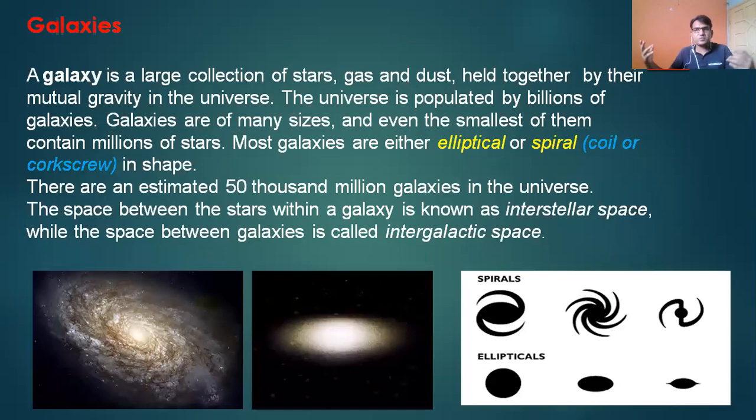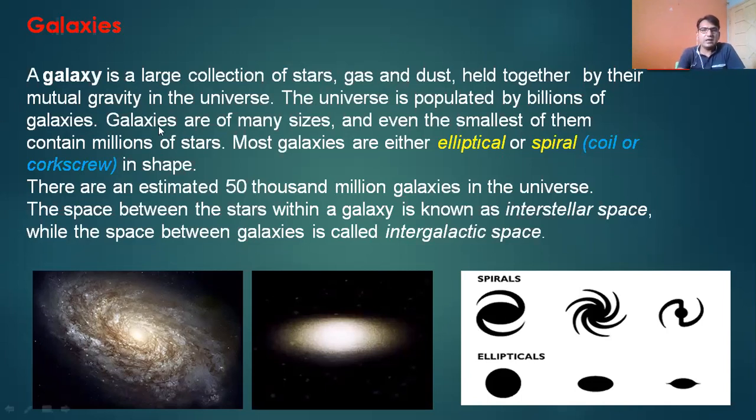A galaxy, what do we mean by galaxy? A galaxy is a large collection of stars, gas, and dust held together by their mutual gravity in the universe. So when stars, dust, and gases get packed together under the influence of gravity, they take the shape of galaxies.